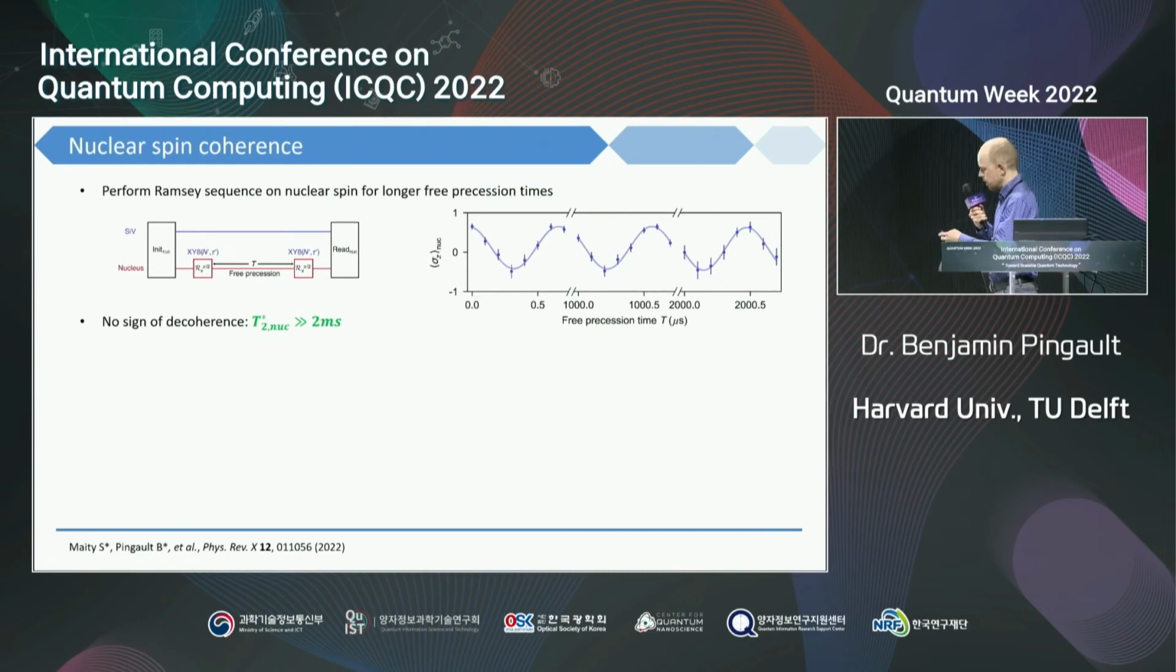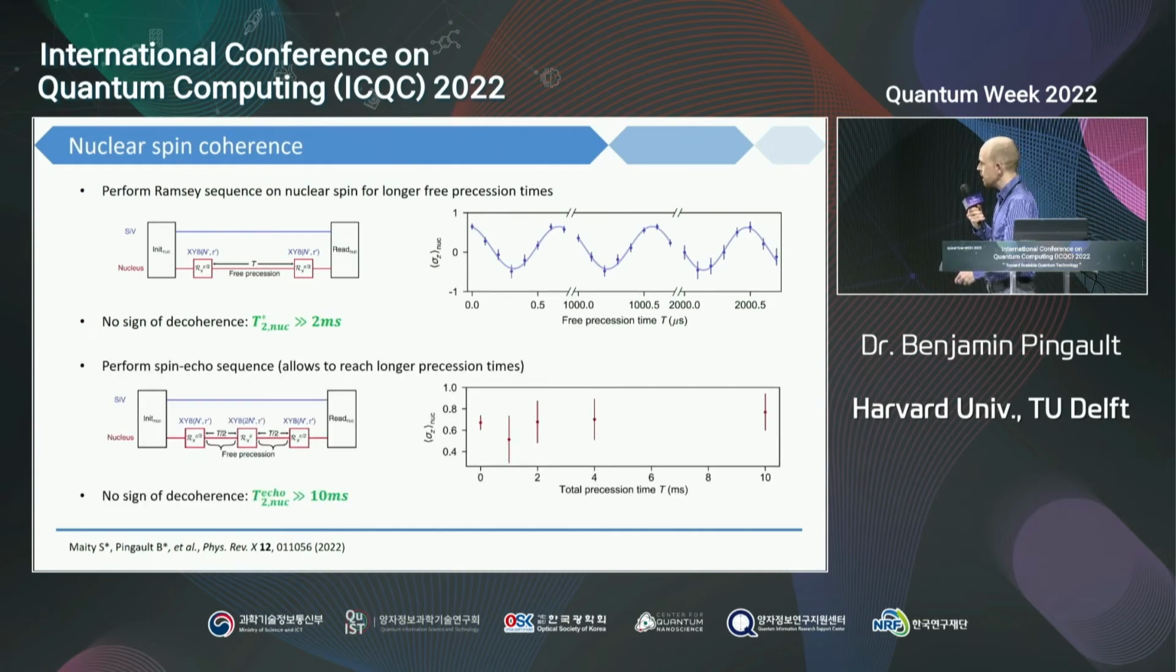So then we increase the free precession time all the way to 2 milliseconds. And you see that the Ramsey fringes don't lose any visibility, even up to 2 milliseconds, meaning that the nuclear spin remains coherent after that time.